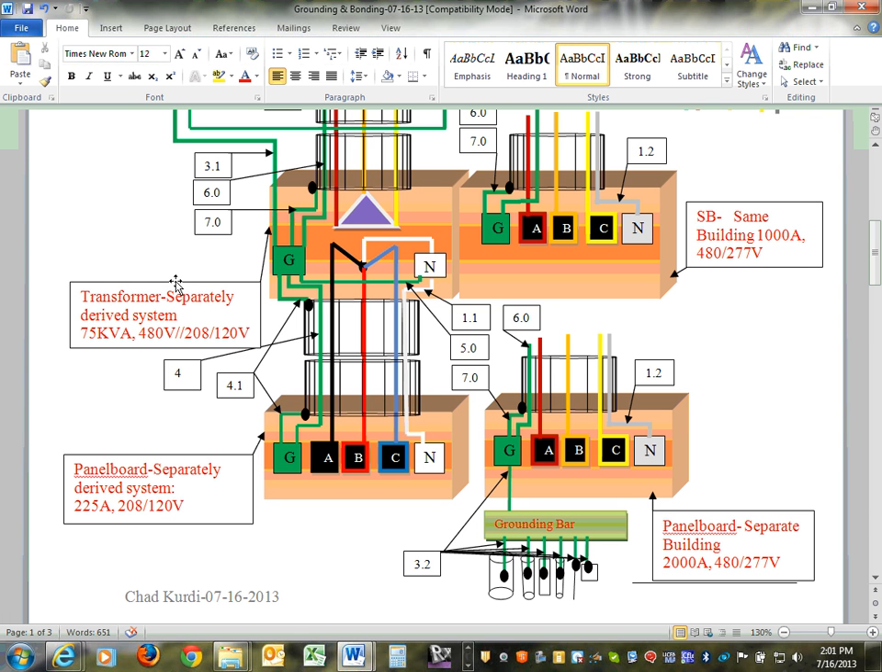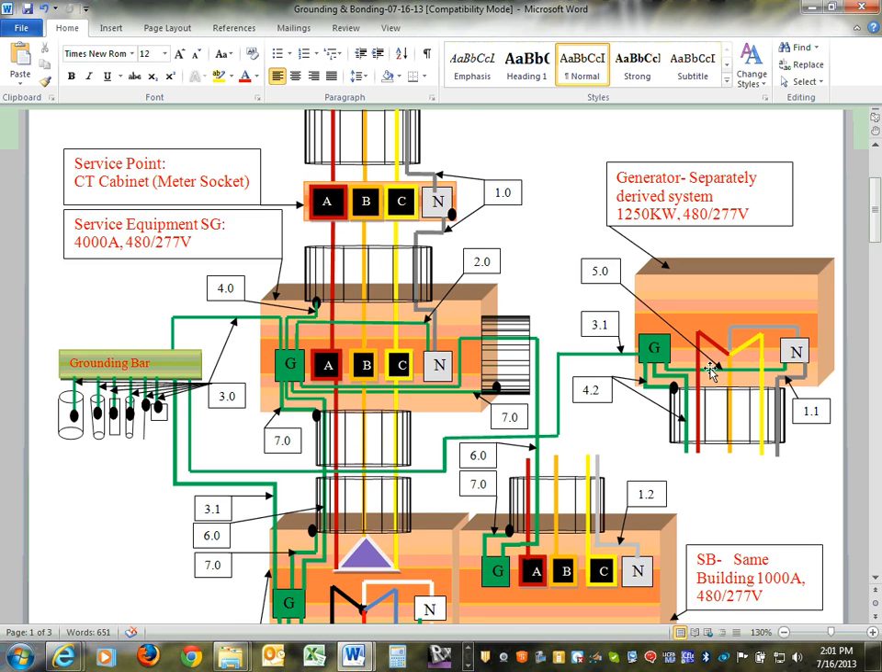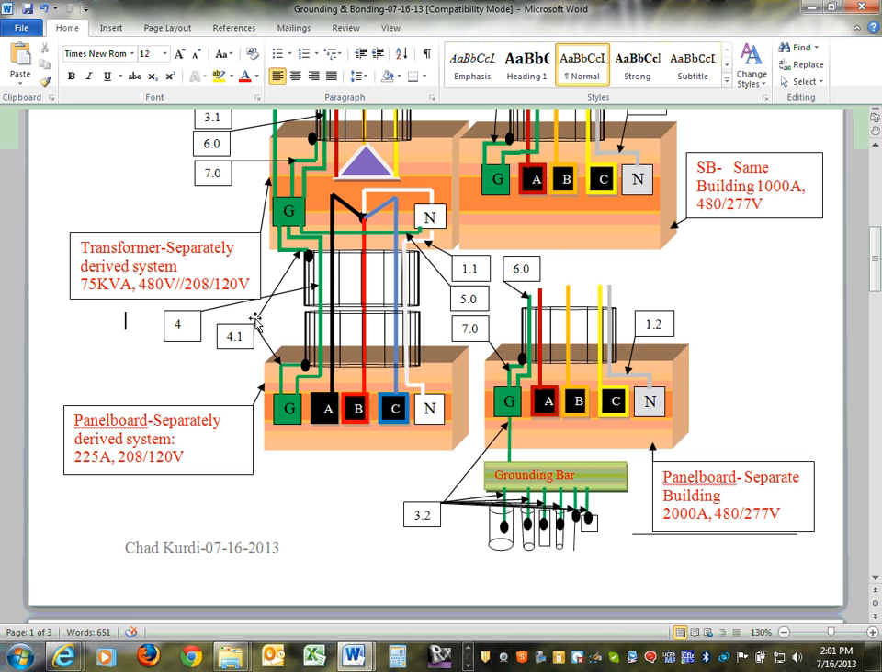Any comments, any questions, corrections? No? So that's my grounding and bonding at the service and at the separate drive system. I'm gonna go back to the generator. Any question, guys? Dave, any comments about that one? Correction, please feel free. I mean, it's anything that you guys do different. I didn't mean to put you on the spot or anything.